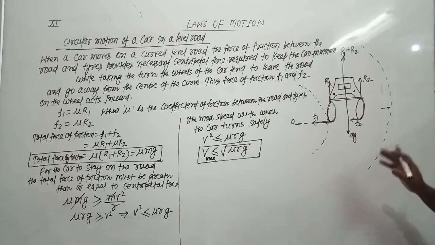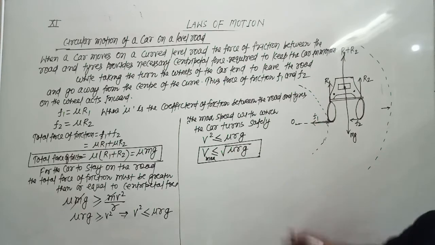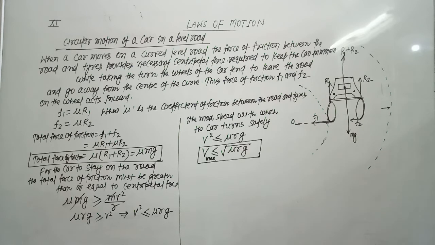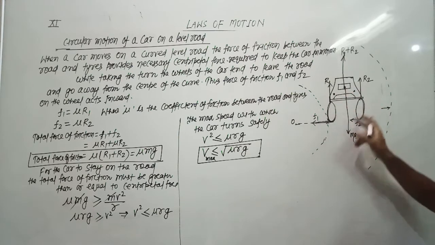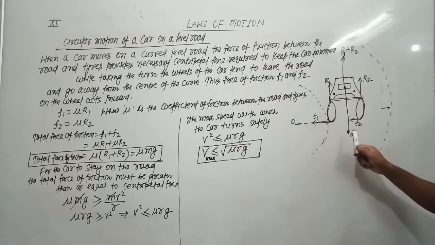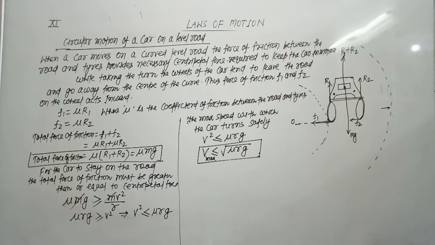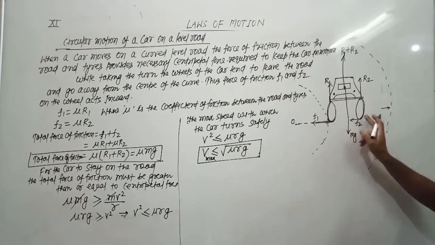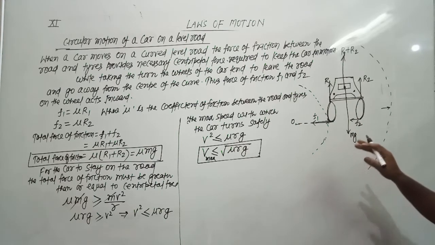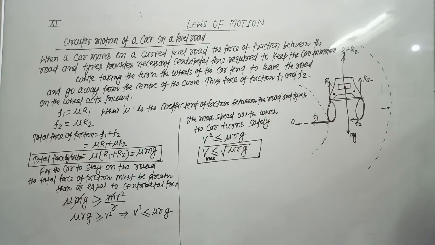So see once again, circular motion of a car on a level road. When a car moves on a curved level road, the force of friction between the road and tires provides the necessary centripetal force required to keep the car in motion.